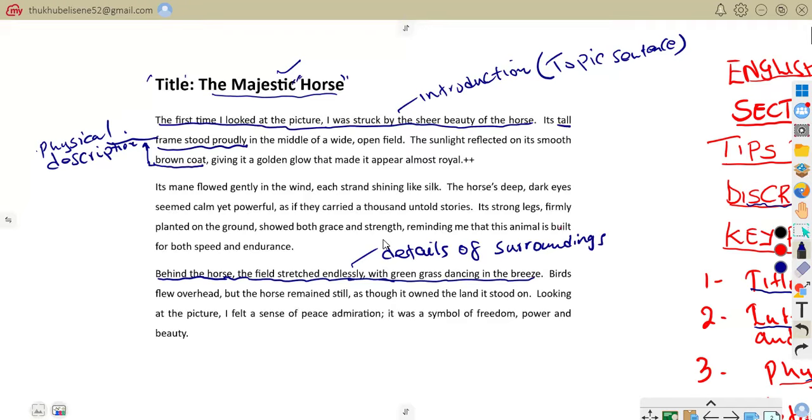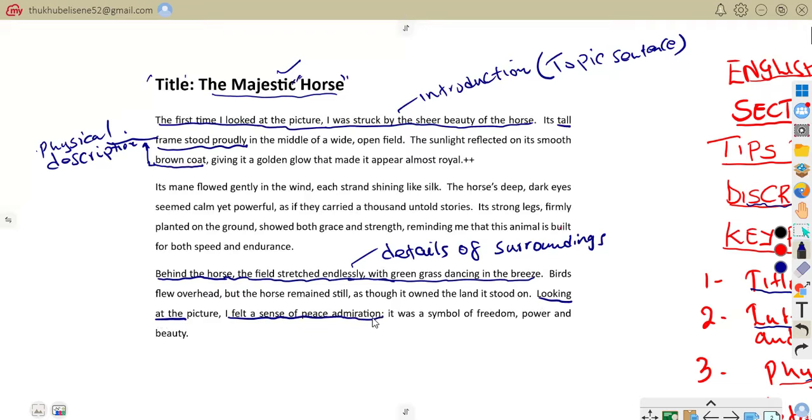So another key point in a descriptive essay is impressions and emotions. How the picture makes you feel. We talked about this. As you can see there, looking at the picture, I felt a sense of peace and admiration.